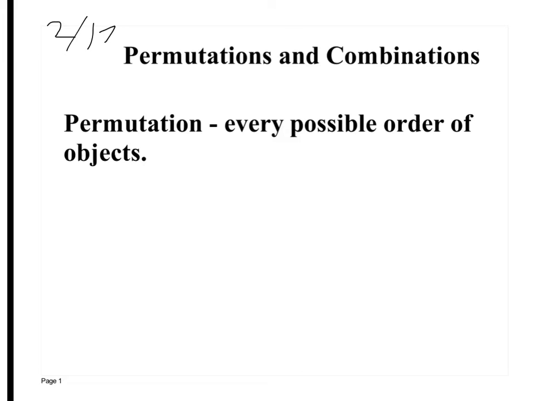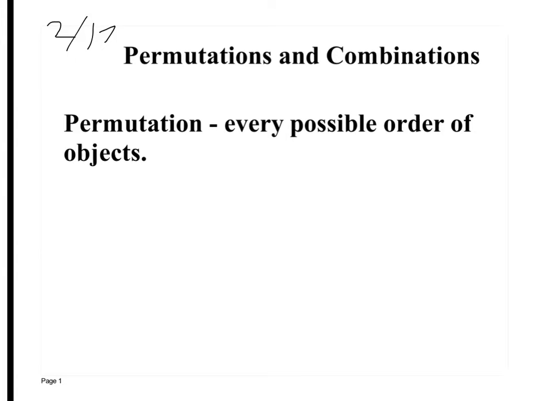Today we're talking about permutation and combinations. Permutation is every possible order of objects. What we're going to do is talk about the possibilities: how many times will something occur, or how many times could it occur, with order like who's sitting where, or just different kinds of order. And we're going to talk about that.